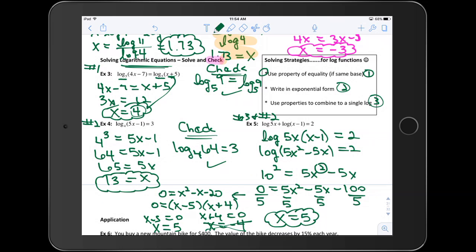So I wanted to show you the strategies of solving logarithmic and exponential equations. And the second video is going to be all about application, which is fun. So we'll talk to you then.